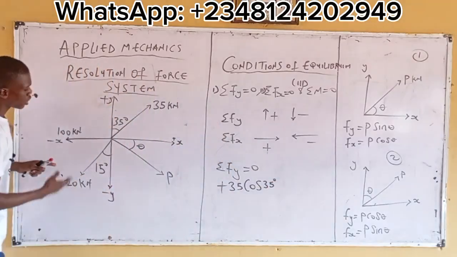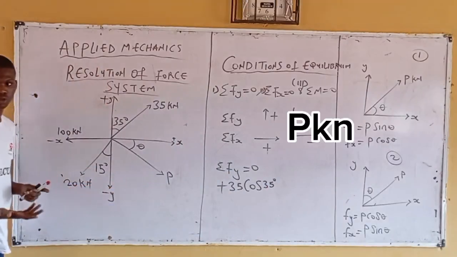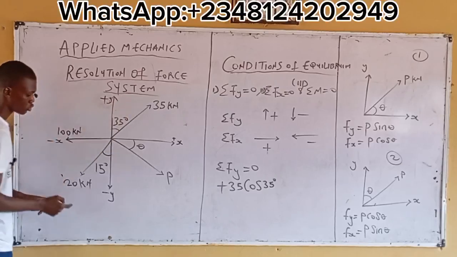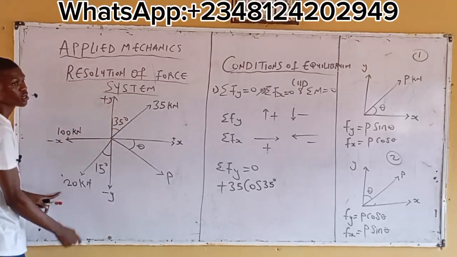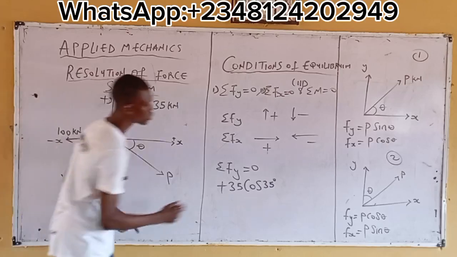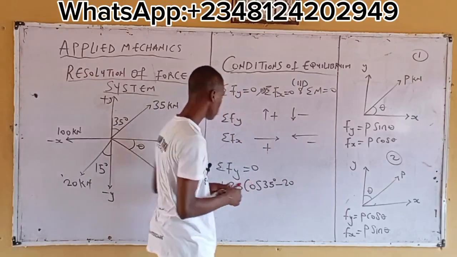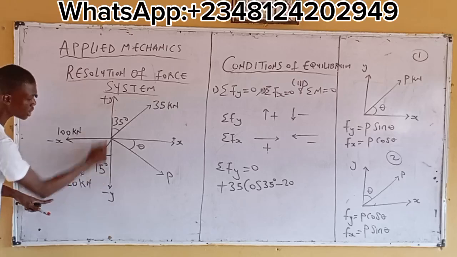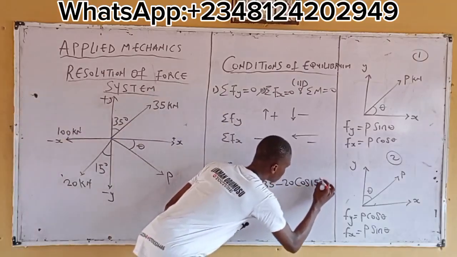Moving on. Are we considering this 20 kilonewton or 15 kilonewton? Let's go with 20, right? The same way you solve this one. So 20 becomes what? You are taking it to the vertical axis, right? On getting to the vertical axis, is it positive or negative? Negative. So what do you have? Minus 20 sine or cos? Cos. Why is it cos? Because it is inclined to the vertical. So you have minus 20 cos 15 degrees.